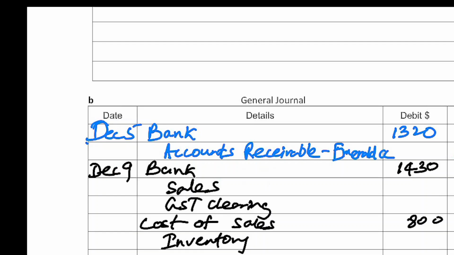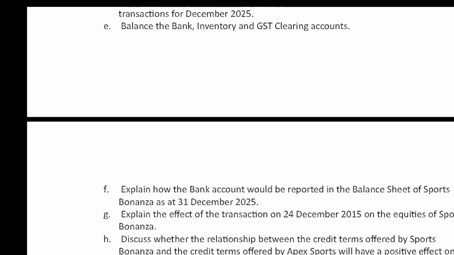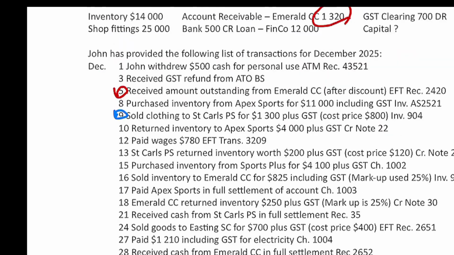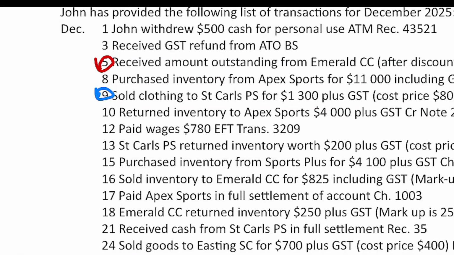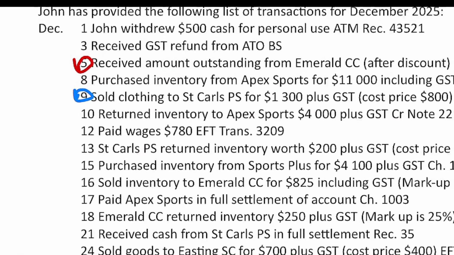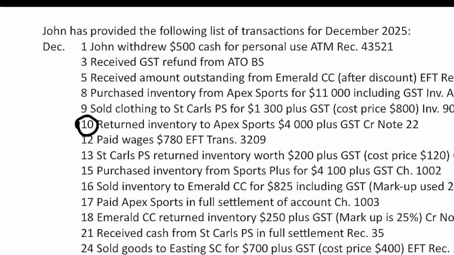Okay, good. Any question with this? Right. Then we'll do the 10th. Now this one we are doing for the first time, as I remember. Return inventory to Apex Sports 4000 plus GST.